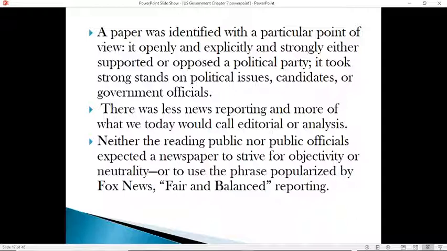They were looking for newspapers that were definitely telling people what their opinions were and strongly stating their support or opposition to either political parties or political candidates or to government officials in general. So they didn't look for fair and balanced reporting. They looked for partisan and political reporting.